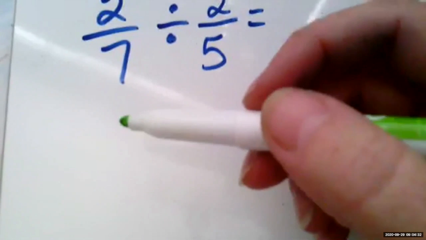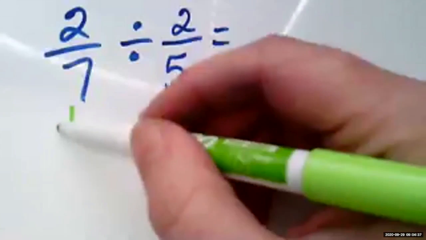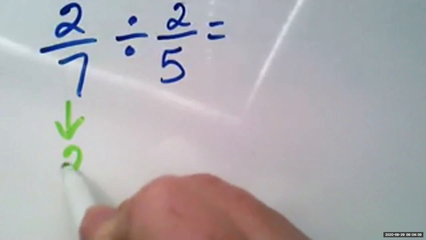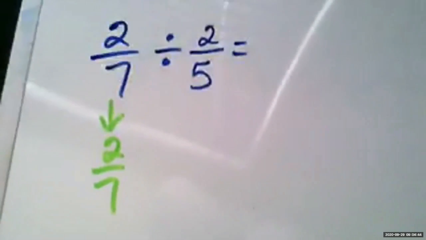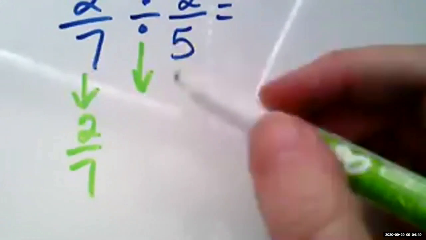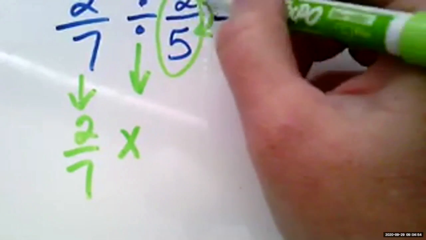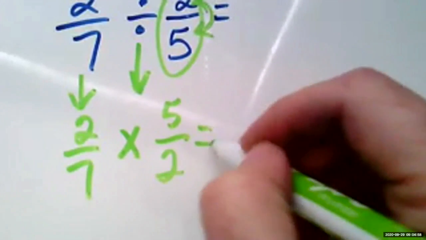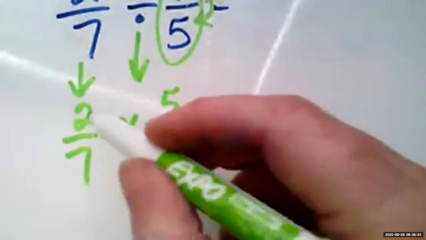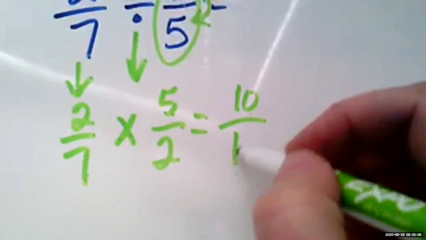A question came to me: what is reducing? Let's solve the problem to make sure we got it. 2/7 stays 2/7. You always keep your original fraction that you start with. Divide becomes multiply. Second fraction flips, so instead of 2/5, you have 5/2. Now 2 times 5 is 10, and 7 times 2 is 14.